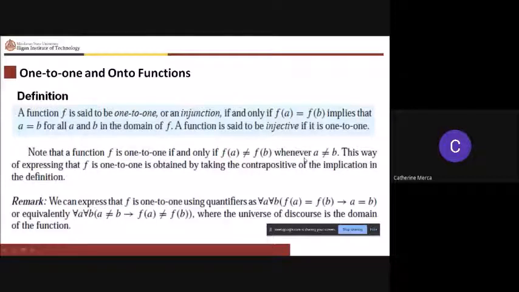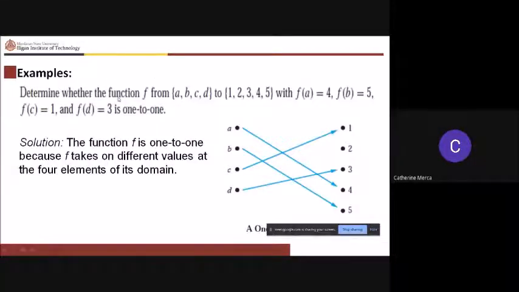For example, this function is one-to-one. Why? It takes on different values at the four elements of its domain. Unsay domain ani nga set kani? A, B, C, D. Unsay iyahang codomain? If you understood the first part kanina, what's the codomain? 1, 2, 3, 4, 5. Very good.